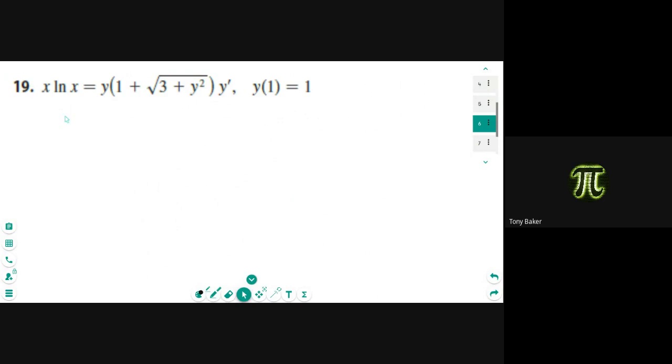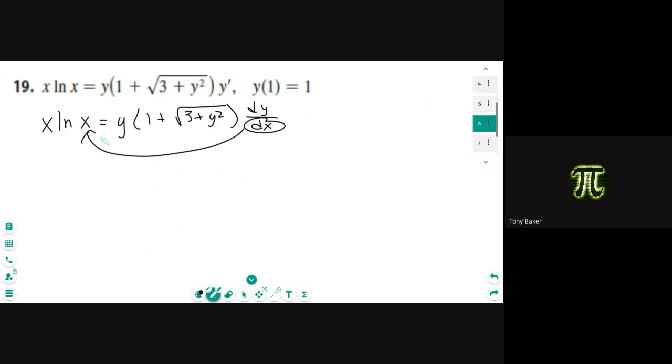So I have x ln of x equals y, 1 plus the square root of 3 plus y squared dy dx. And now all I have to do is move that over there, which is exactly the other way around.